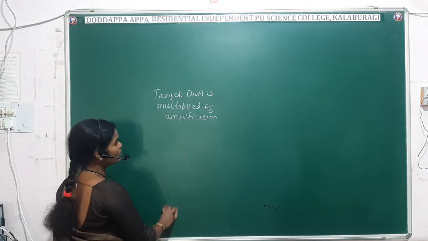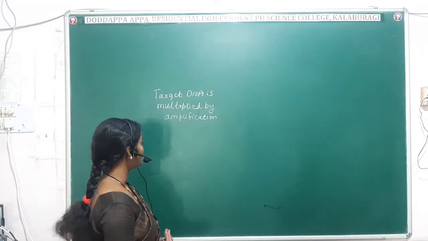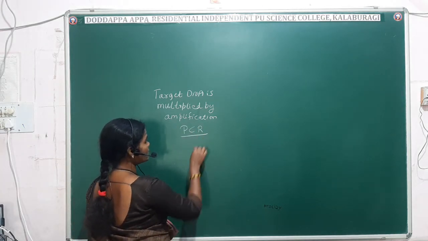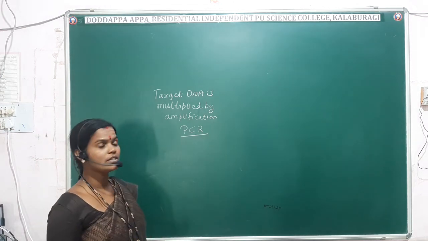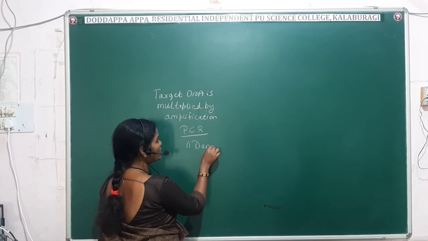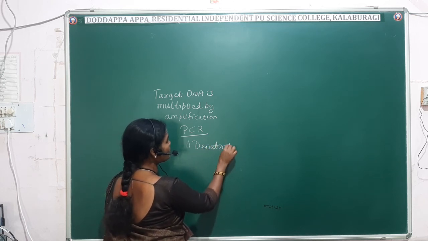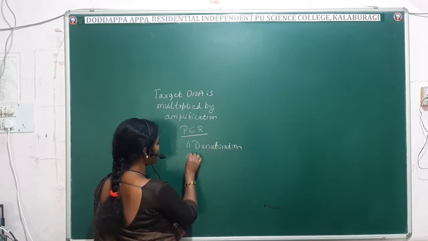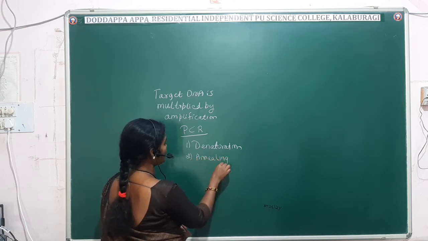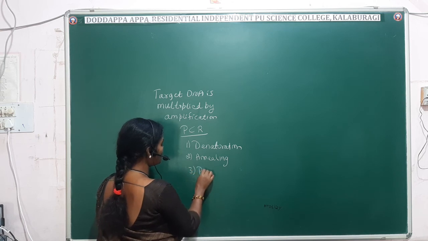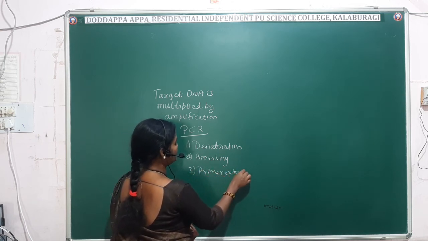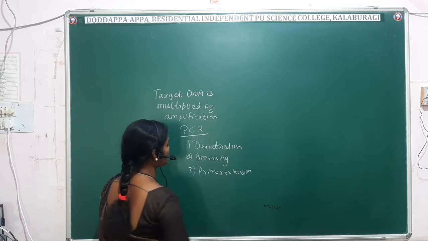And the amplification is done by which process? That is PCR, the polymerase chain reaction. And you have also seen the three steps of PCR: the first is denaturation, the second is annealing, and the third is primer extension.